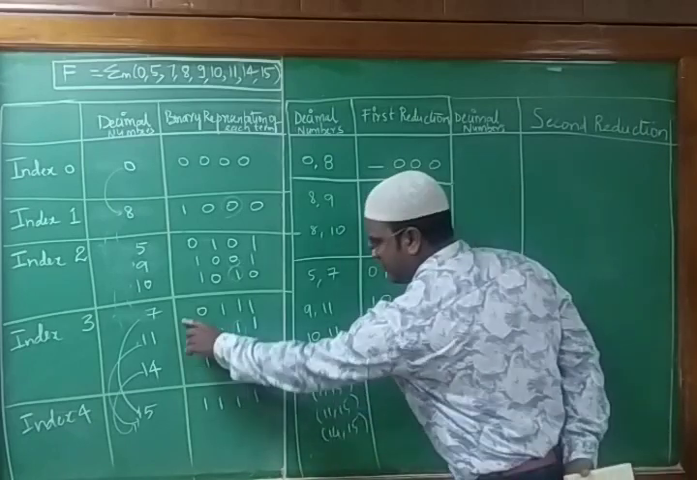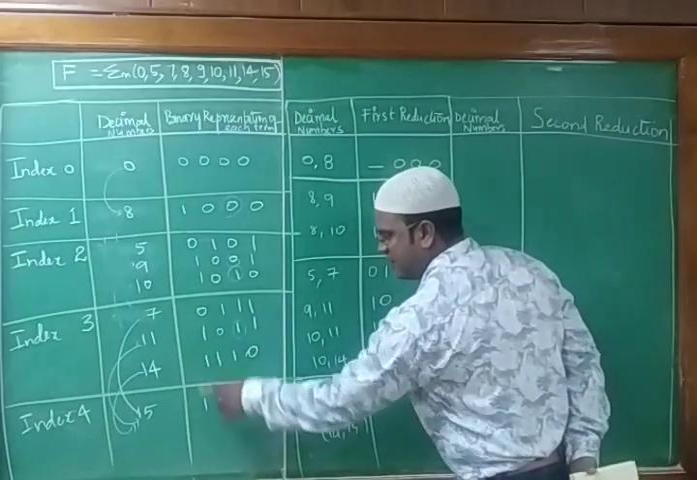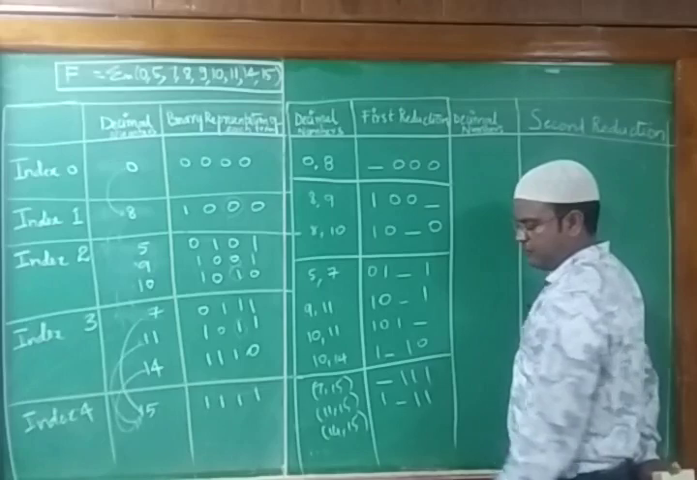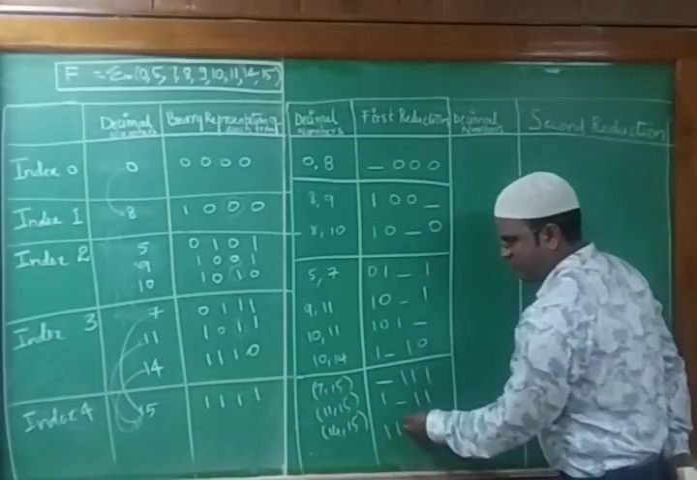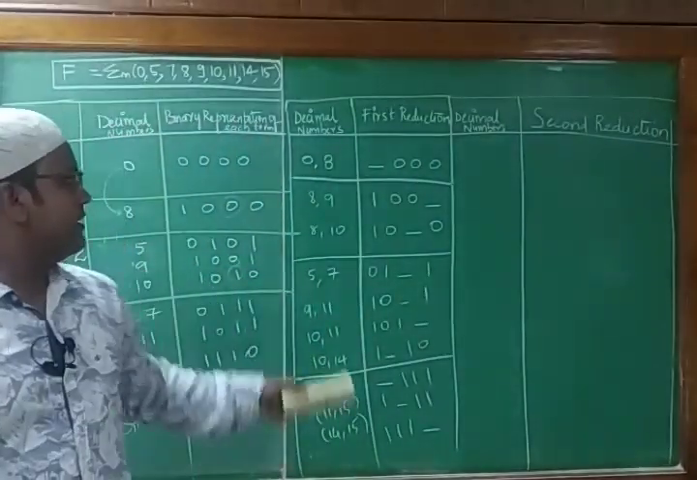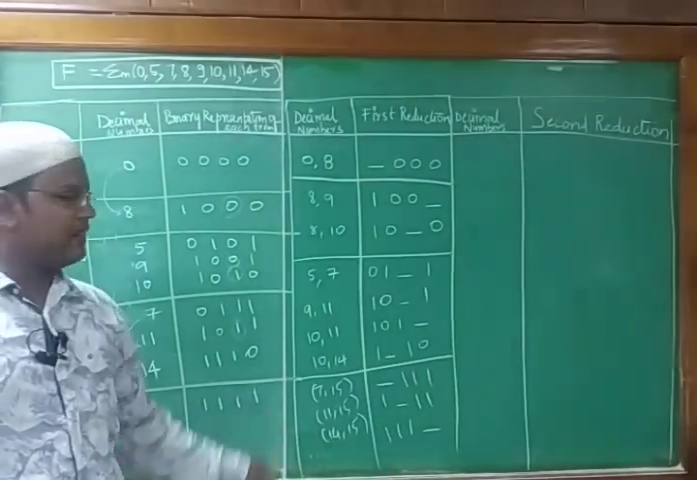So if I compare 7 with 15, what will I get? Dash, all ones. If I compare 11 with 15, what will happen? 1 with dash with 1 1. Similarly here for the last, 1 1 1 dash. So what have we done? So till now we are done with the first reduction. The decimal numbers, whatever comparison we have done, that we wrote.